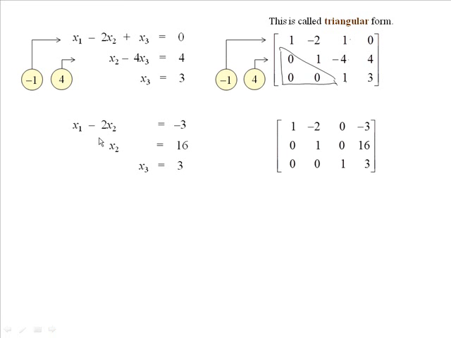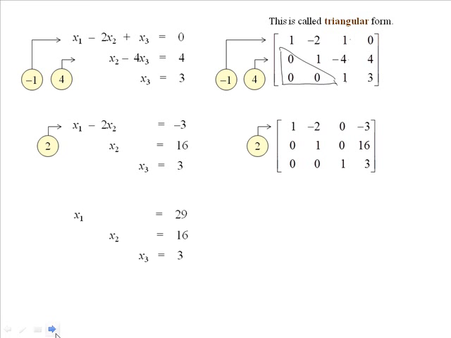The next step, we want to eliminate x2 from the first equation using our second equation. So I will multiply x2 by 2 and add it to the first equation. And when I do that, we've solved the system. We have x1 equals 29, x2 equals 16, and x3 equals 3.